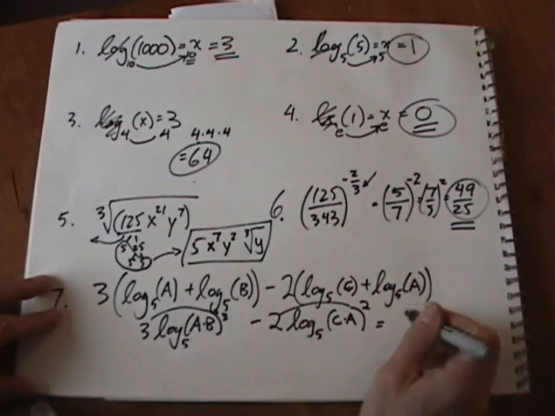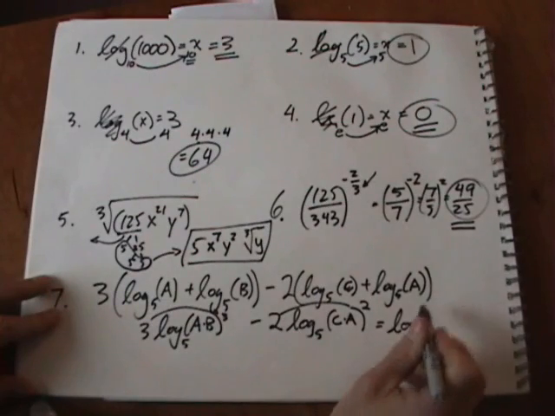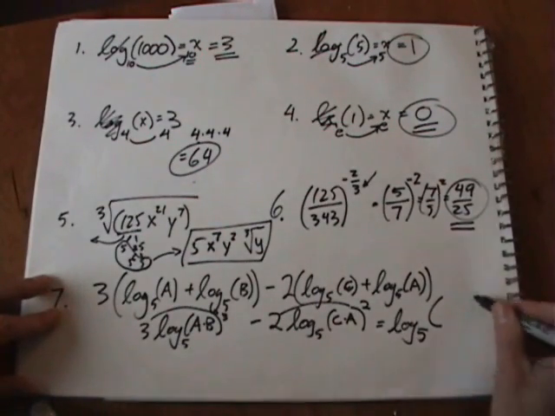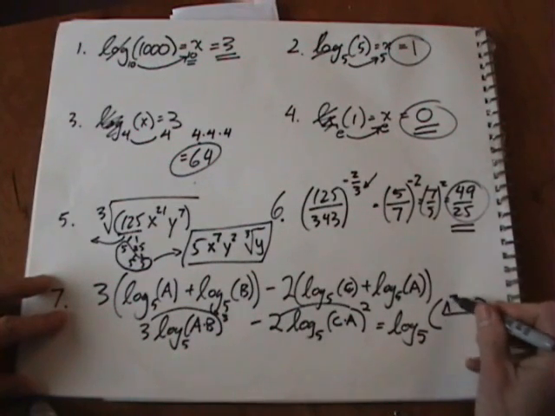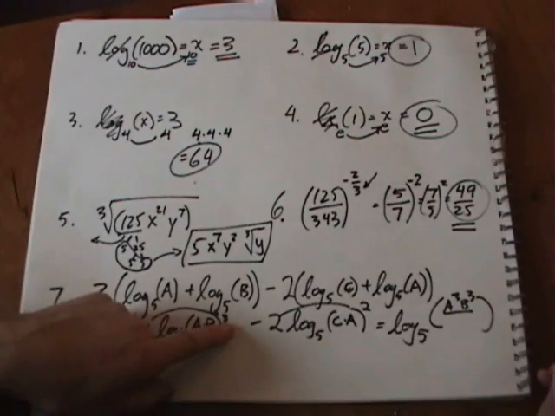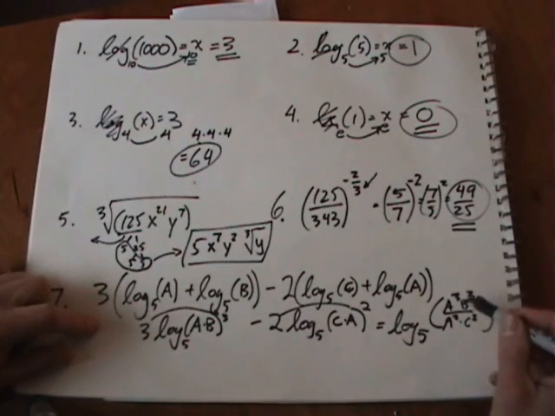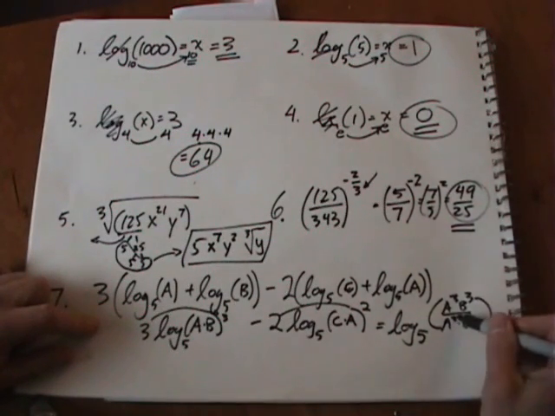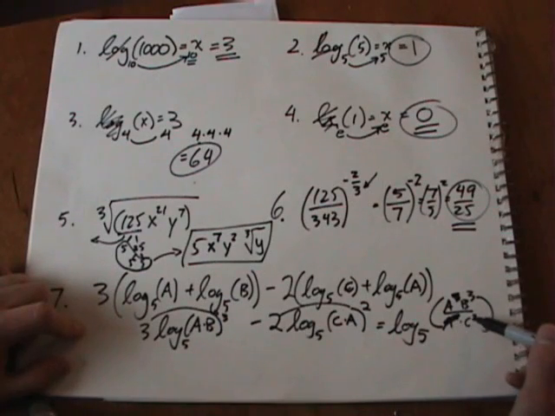So this will be then a single log base 5, and it's going to be a to the third, b to the third, because I can bring the exponent into each of those, over I'll put a squared times c squared, and you can see the a's down here cancel with the 3 right there, and so you wind up with ab to the third over c squared.